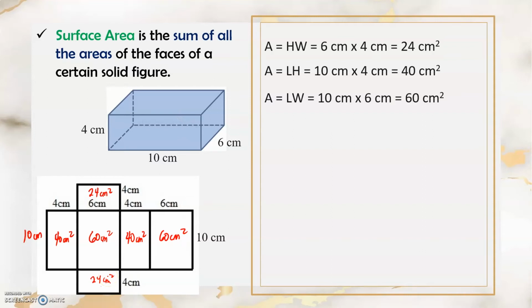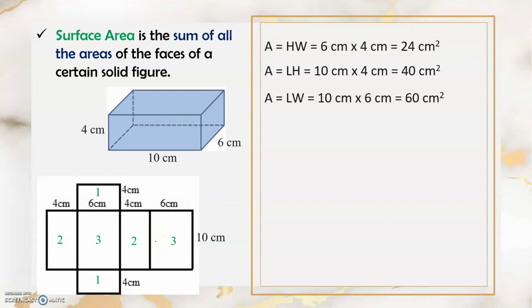Now what have you noticed with the measures that we got? Correct. So we have here 3 pairs of congruent faces. And those faces are actually the opposite faces on our prism. So we have here our first pair, these two. Then our second pair, which are these two. And the third pair are these two.